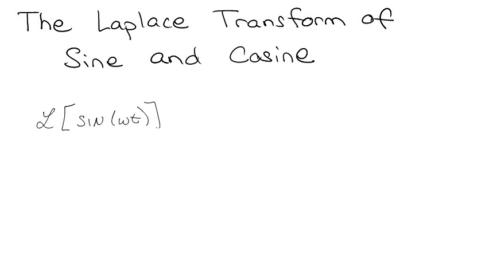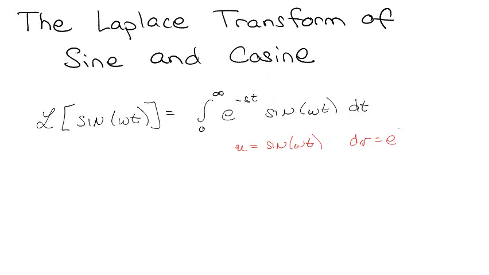So let's say I wanted to find the Laplace transform of sine of omega t. The integral from 0 to infinity of e to the negative st times sine omega t, because that's the definition of a Laplace transform. Now, if you've ever integrated by parts with sines and cosines, you may already know what's going to happen. I'm going to use integration by parts because I kind of gave it away. u is sine omega t, and my dv will be equal to e to the minus st dt. Beautiful. So that means that du is equal to omega cosine omega t dt.